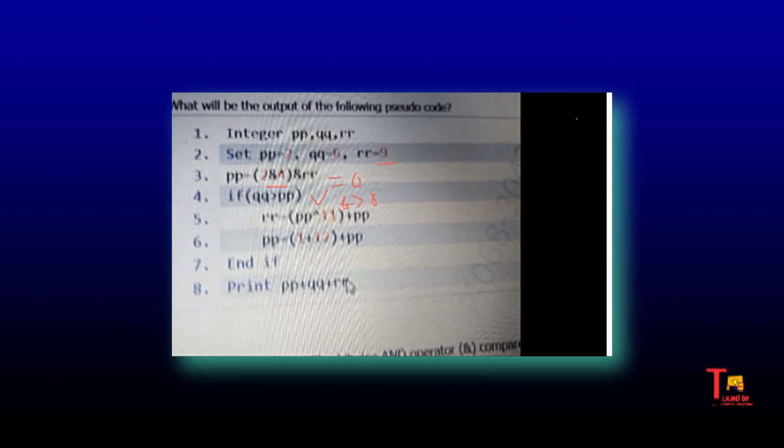P means 0, and 11 means 1011, right? 8, 9, 10, so 1010 is 10, so 1011 will be 11. In case of the XOR operation, true and false is true, false and false is false, right? So 1011 with 0000, this becomes 11. So R is 11 plus P, that was 0, so 11 plus 0 becomes 11, and P is equal to 1 plus 12 plus P. So 1 plus 12 is 13 plus P, which is 13.